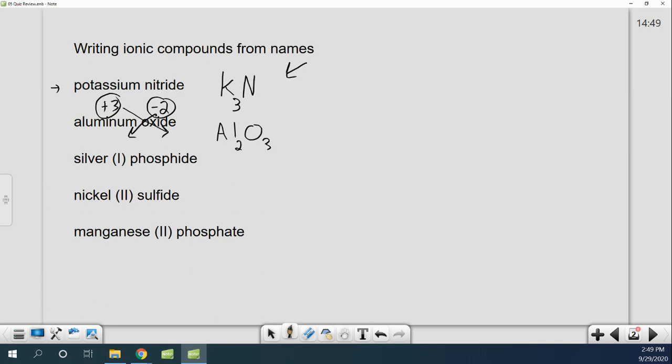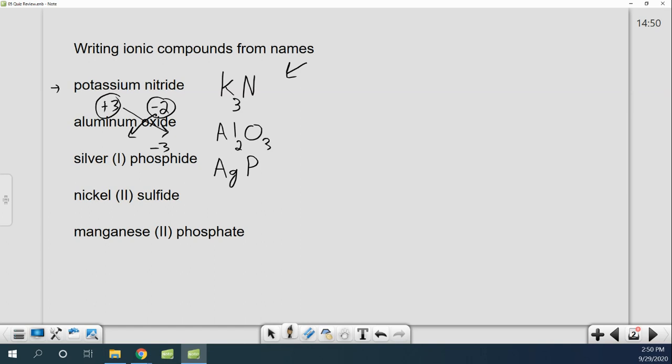Let's look at silver 1 phosphide. So I've got silver. I've got phosphide, ends in IDE, so it's an element. All right. Now, phosphorus, I know the charge on. Phosphorus is in the same group as nitrogen. It is always a -3.